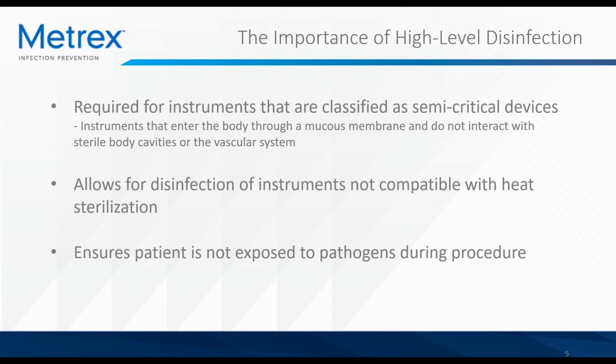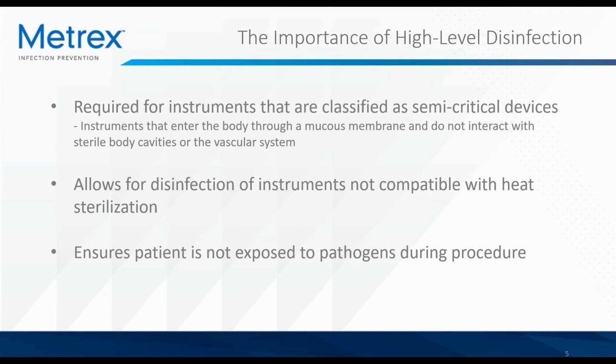Why is high-level disinfection so important? Again, high-level disinfection is the minimum required disinfection for semi-critical items, those items that make contact with mucous membrane or non-intact skin, but do not interact with sterile body cavities or the vascular system. Many semi-critical items may actually be sterilized in your facility, and this is fine. Sterilization is the highest level of disinfection, so sterilizing is ideal. If you can throw a semi-critical instrument in the autoclave, throw it in the autoclave.